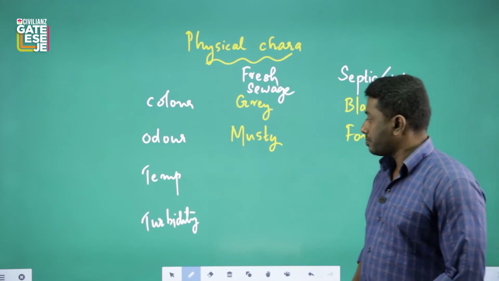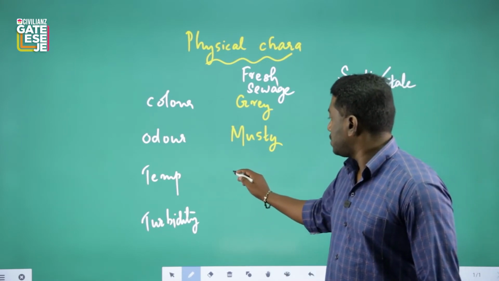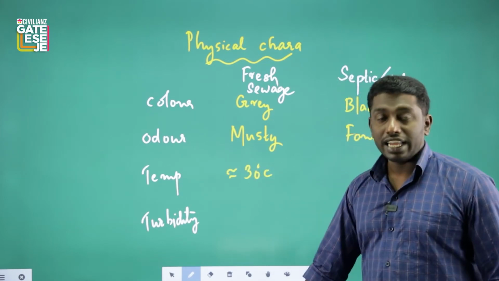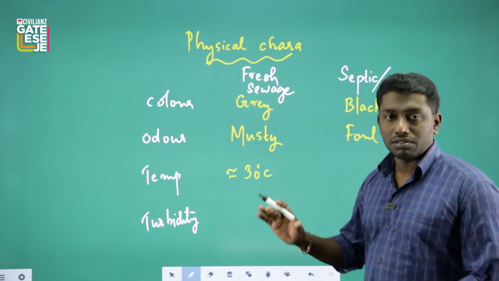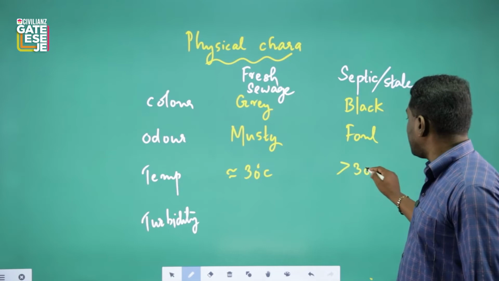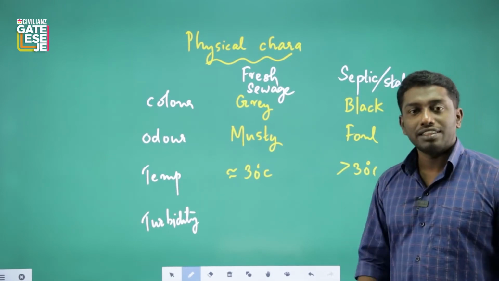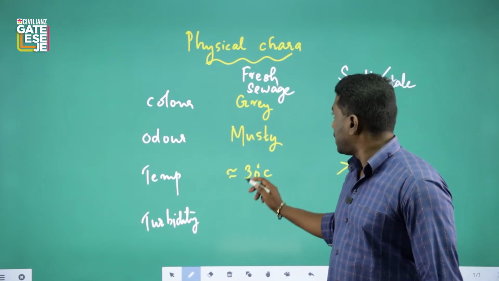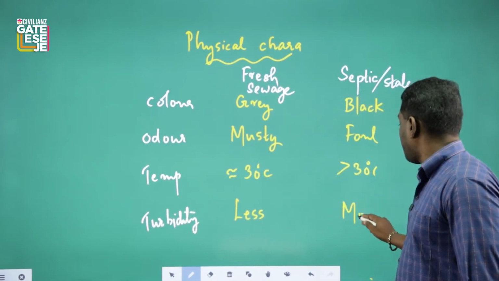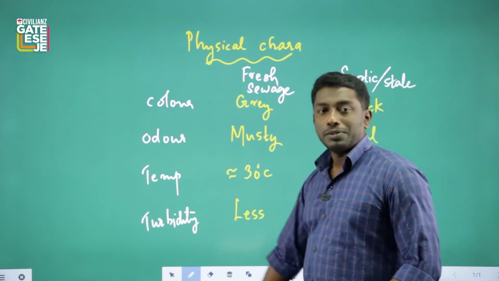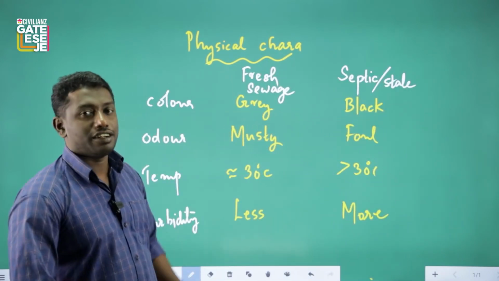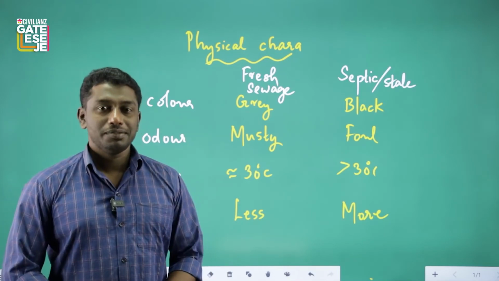foul odor. Temperature: fresh sewage will have a temperature around 30 degrees Celsius, and temperature will increase when it becomes stale due to microbial action, so it will have a temperature more than 30 degrees Celsius. And turbidity: fresh sewage is less turbid when compared to septic sewage. So these are the physical characteristics of sewage.